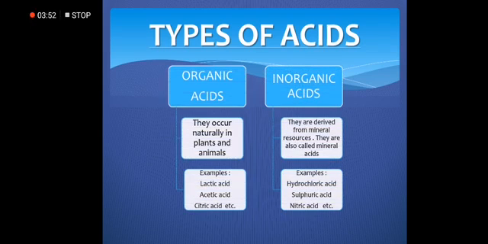Let us discuss the types of acids. Acids are grouped into two broad categories: organic acids and inorganic acids. The acids which are found naturally in plants and animals are called organic acids. We just discussed some examples of organic acids: lactic acid found in milk, acetic acid found in vinegar, citric acid found in citrus fruits. Inorganic acids are derived from mineral resources. They are artificially prepared and are also called mineral acids. Some examples are hydrochloric acid, sulfuric acid, and nitric acid.